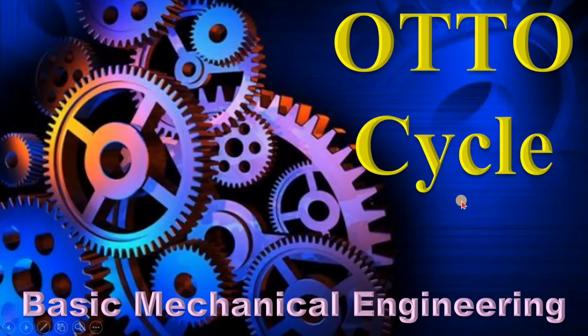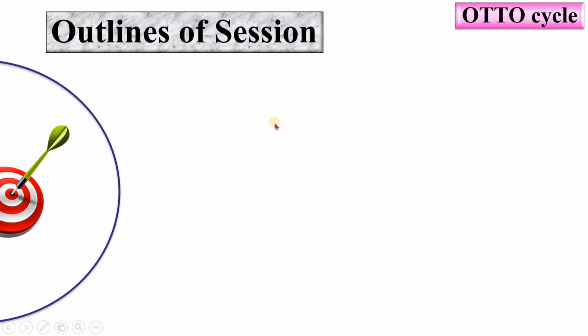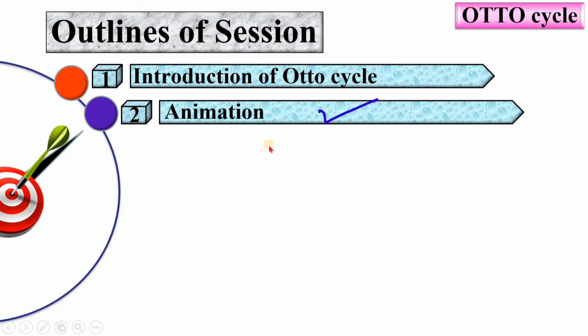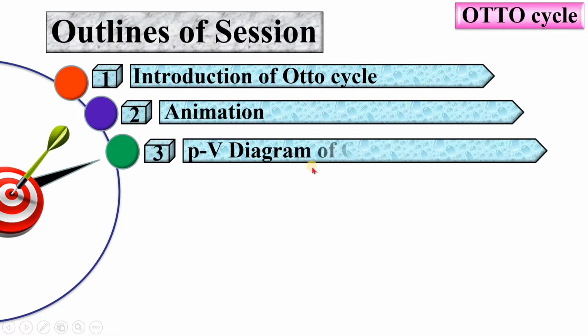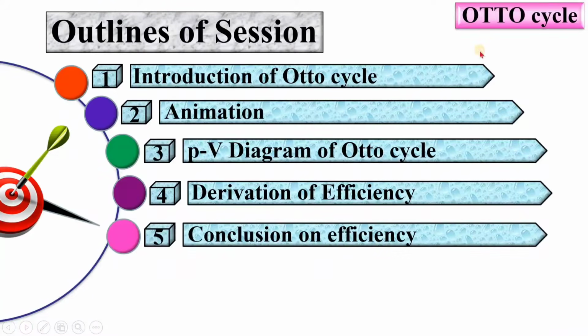Today we will discuss the Otto cycle. So let's see first of all the outline of the session: introduction of Otto cycle, then animation of the Otto cycle, then PV diagram of Otto cycle, next derivation of efficiency of Otto cycle, and at last conclusion on efficiency of Otto cycle. So let's see.